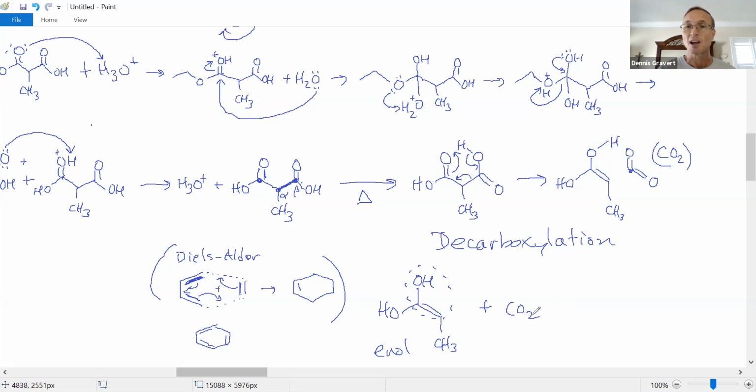Okay, so what are we going to do? Well, to get the enol to tautomerize to the keto, we need a catalyst, an acid or a base. So what do we have? Do we have an acid or a base here? We have an acid. So we added the hydronium ion at the same time we heated. So we added an excess of acid.